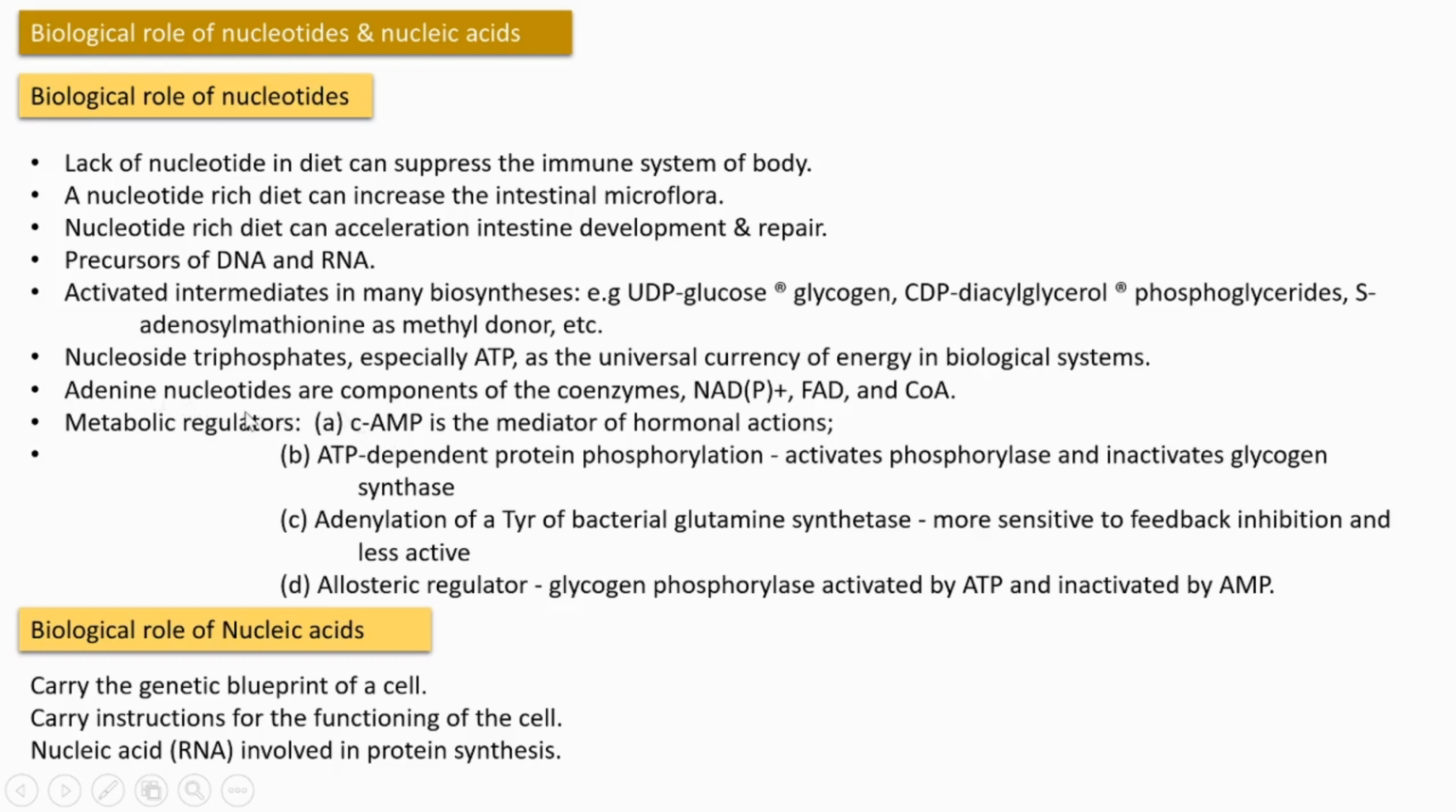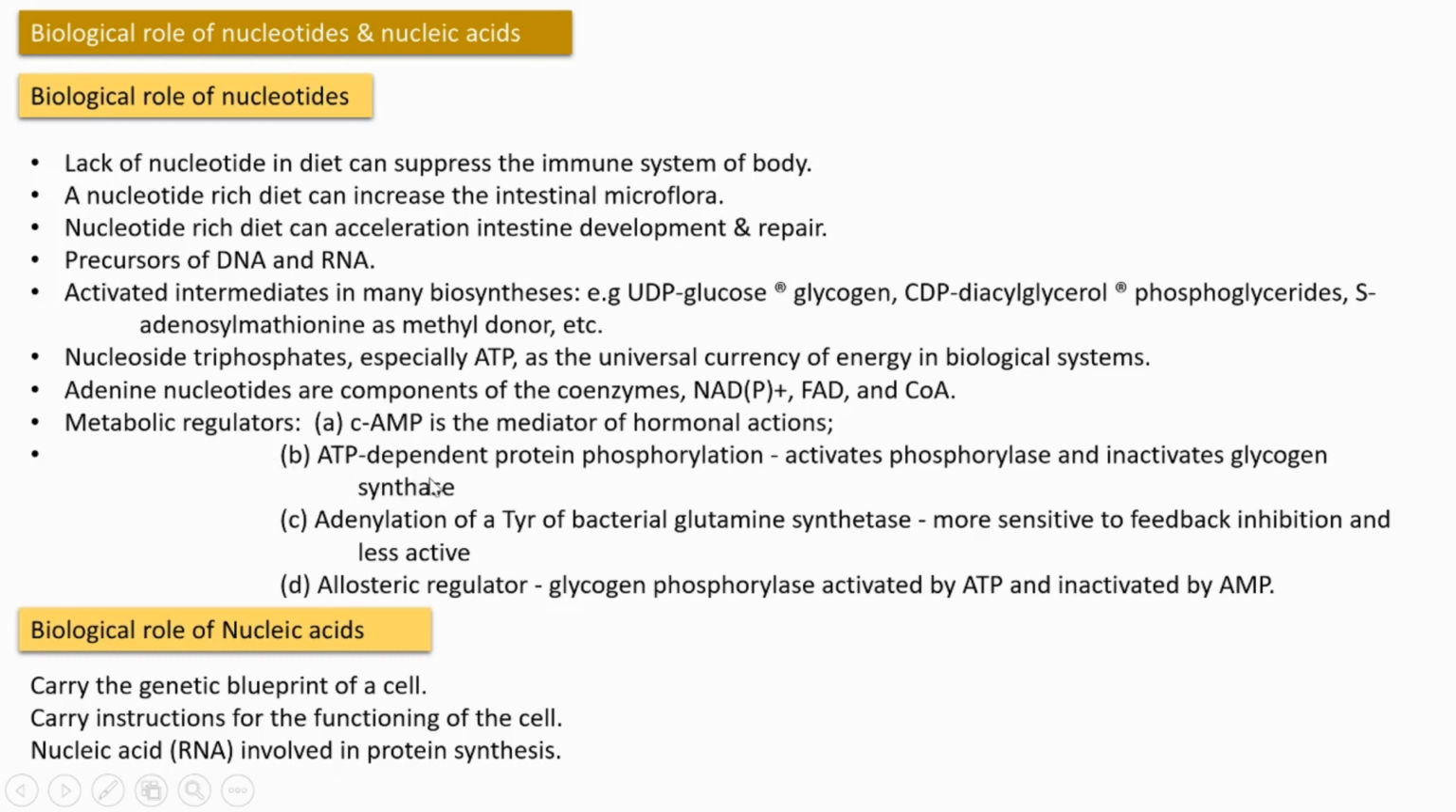Then adenine nucleotides. Adenine nucleotides are components of many coenzymes like NADP, FAD, CoA. These are all coenzymes which have adenine as a component part. Then as a metabolic regulator, cAMP. We know that in hormonal action and cell signaling pathways, we have learned about cAMP so many times. So cAMP is a nucleotide, and it stands as a metabolic regulator.